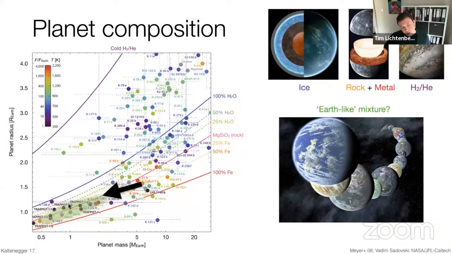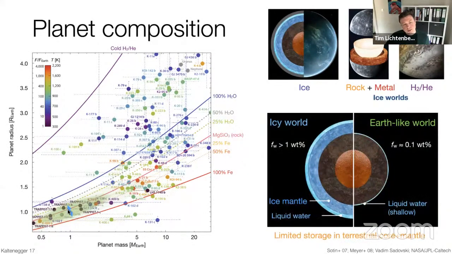So how far can you go from this compositional mixture that we know makes up the terrestrial planets of the solar system? The issue is really crucial, and it is not that easy. If you compare an Earth-like world and an icy world, the Earth has about 0.1 weight percent of water, which enables a liquid water layer on top, very tiny in comparison to the total radius.